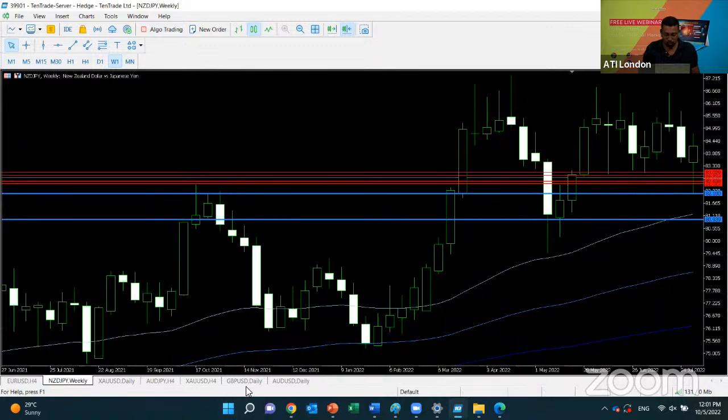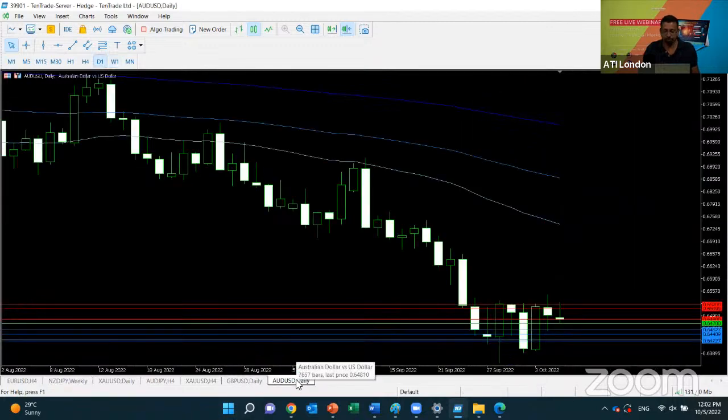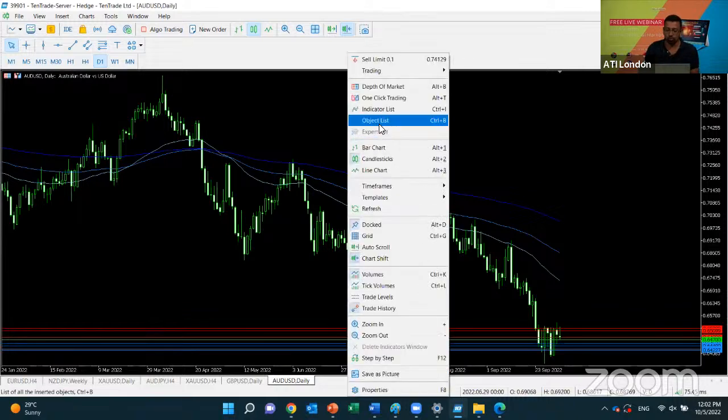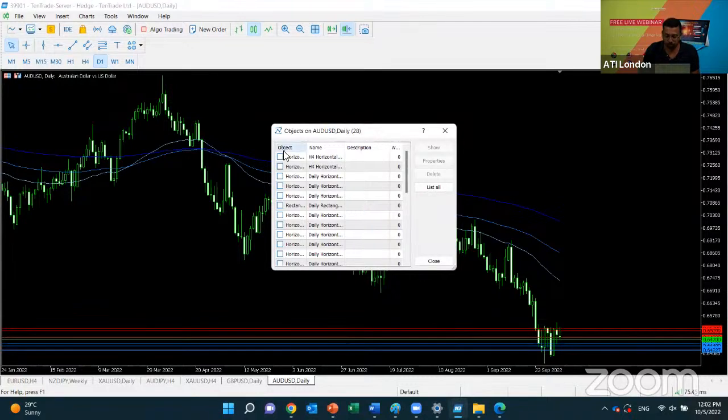All right, too early to tell on the NZDJPY, but for the Australian versus the USD, looks like it's daily chart, very clear downtrend. It's probably best to clear out all the lines right here, which I'm doing. There we go.